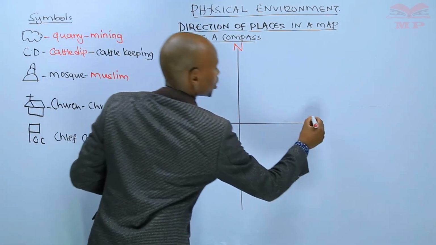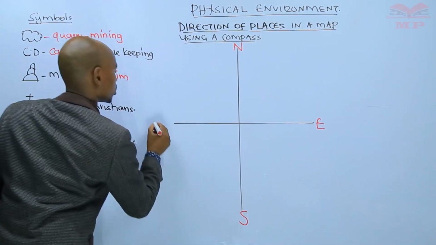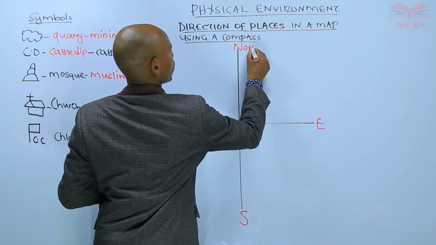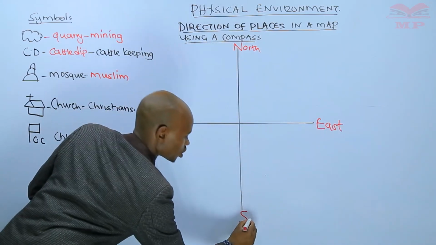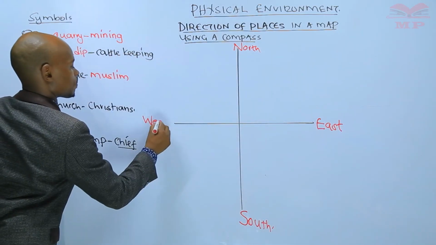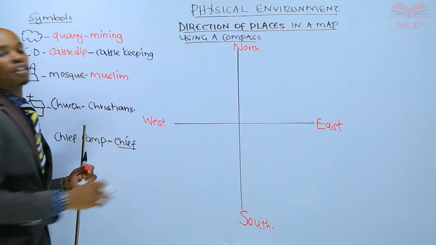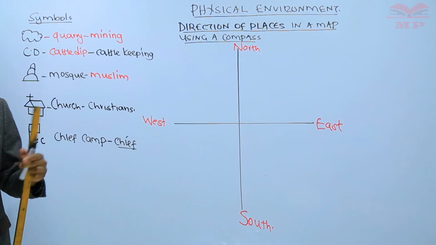Never eat sukuma wiki. This is north. This is east. This is south. And of course, this is west. The 4 points, north, east, south, and west, are known as cardinal points.